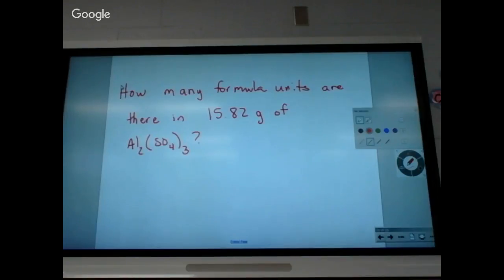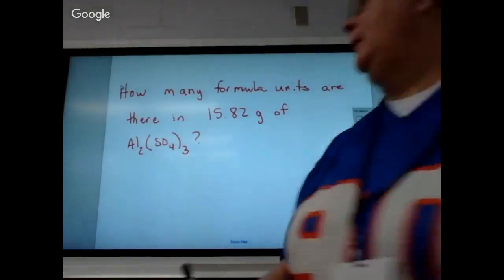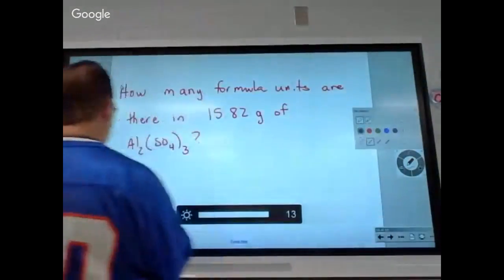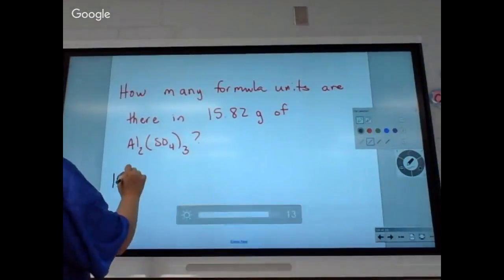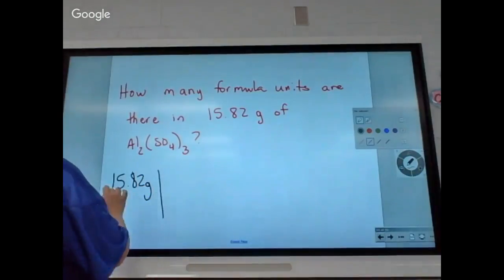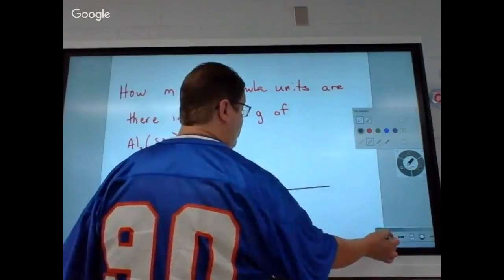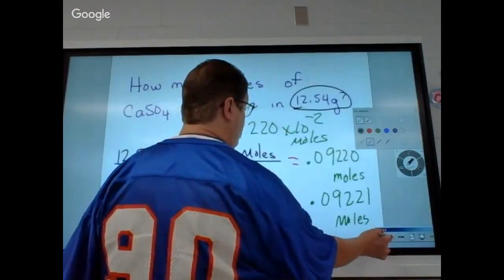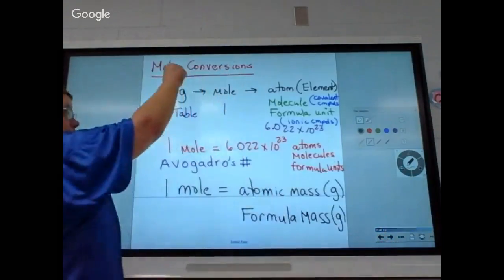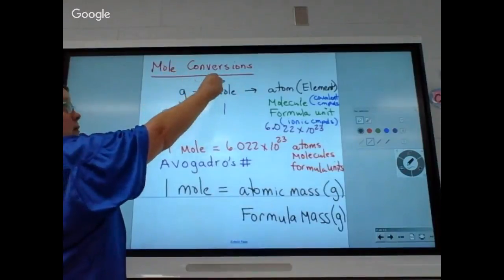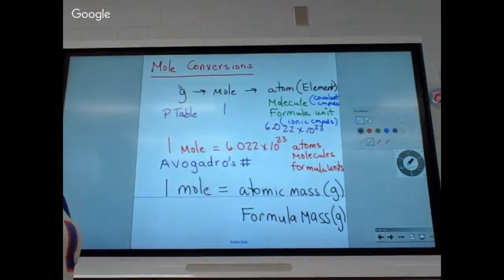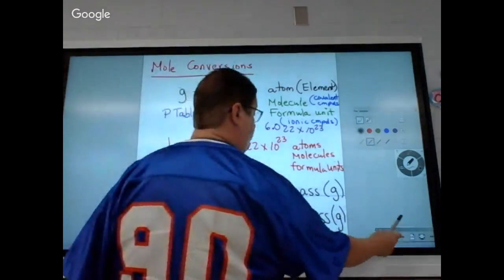Are we done? All right, then let's talk about it. So, what do you put on the top? All right, so 15.82 goes on top because that's your given data. What goes on the bottom? When you're in grams, what do you got to go to next? With me on that? So, we're going to put moles on top.